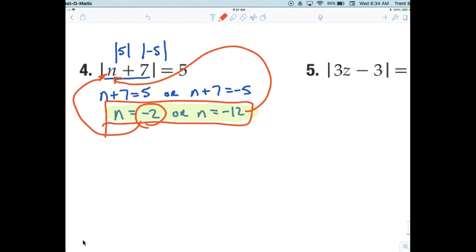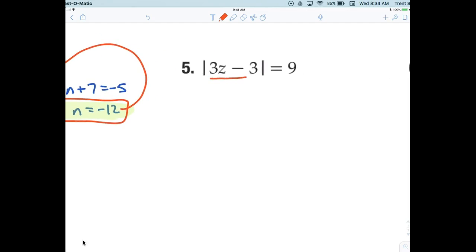All right? So look at number 5. 3z minus 3 can equal 9, or 3z minus 3 can equal negative 9. Exactly. Now look, guys, I'm expecting mental math on this. We're practicing mental math today. So I'm going to add 3 and then divide by 3. You should be able to tell me z equals 4. If you can't do that, I need you to raise your hand so I can practice with you.